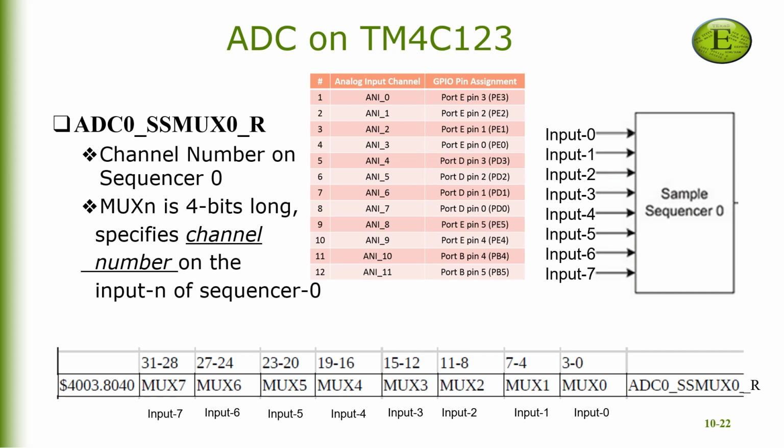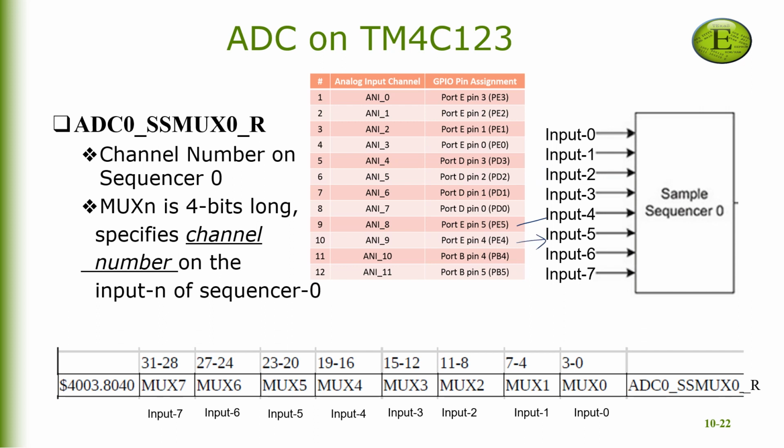Anyways, we have as many as 12 analog input channels, and these are available at 12 different port pins. Now our job is basically to connect these port pins or channels to one of the inputs of the sample sequencer. This mapping can be fairly arbitrary. We can connect a single channel to multiple inputs of the sample sequencer, or we can attach different channels to different inputs, whatever is dictated by the application.